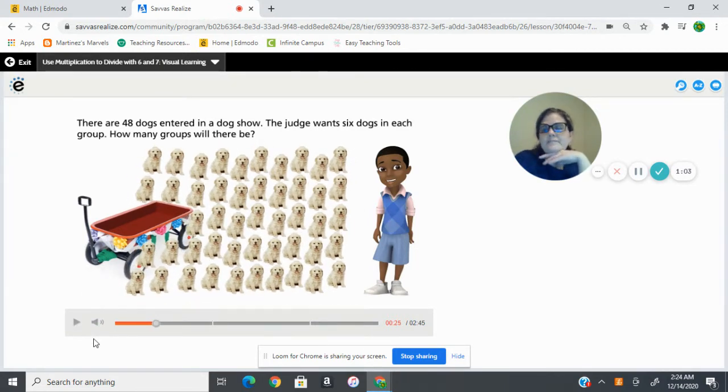What do you think? 48 dogs entered the dog show. The judge wants 6 dogs in each group. How many groups will there be? 6 times what will give you 48? You can think of it that way as well. We can also do 6, and 6, and 6, and 6, and 6 until you get to 48 and see how many groups you have there too. Let's see what they do.